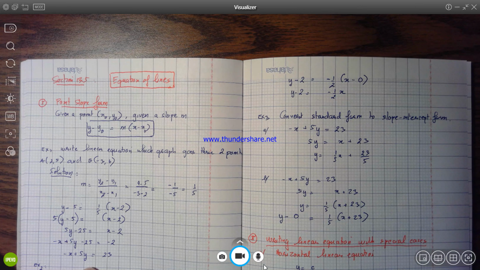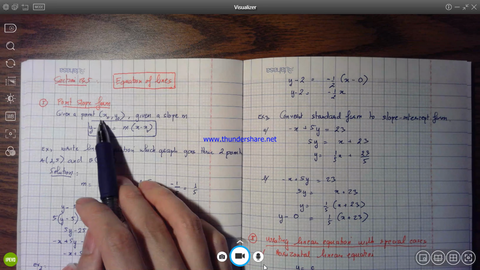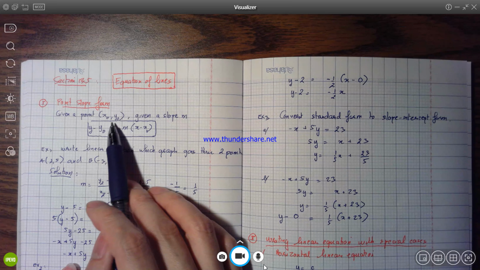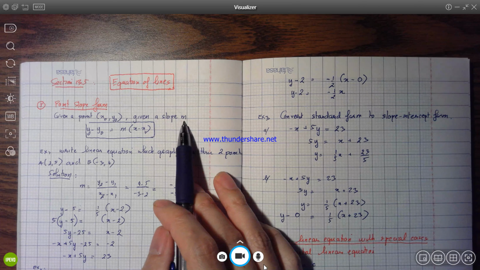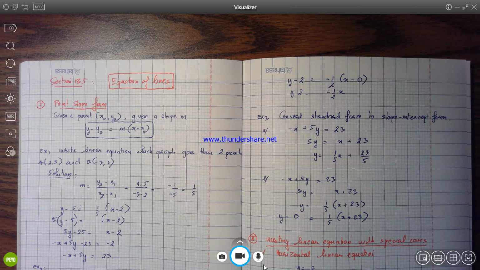And this is one point. It could be any number. Okay, it's just a point on the coordinate system. The slope could be positive or negative. We already learned that last time.